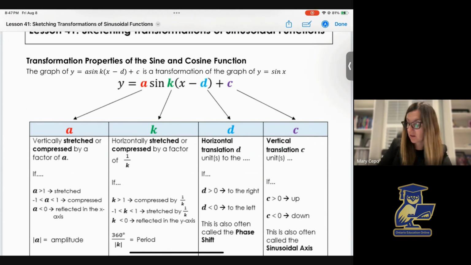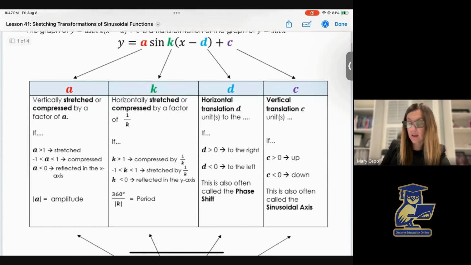So reminding ourselves again, if we have an a value, we can have either a vertical stretch or compression by a factor of a. If a is greater than 1, then we know we have a vertical stretch. If, however, a is between -1 and 1, then we know it's vertically compressed. If, however, a is negative, then we know that it is a reflection in the x-axis.